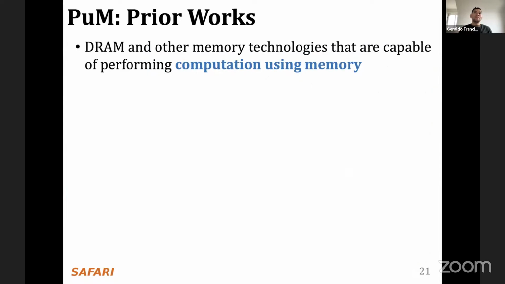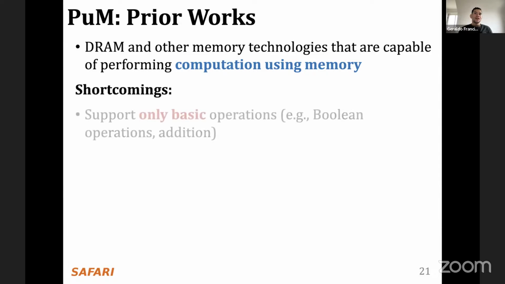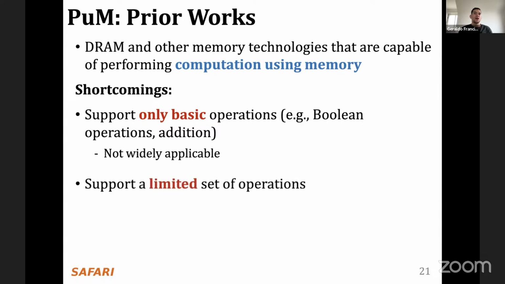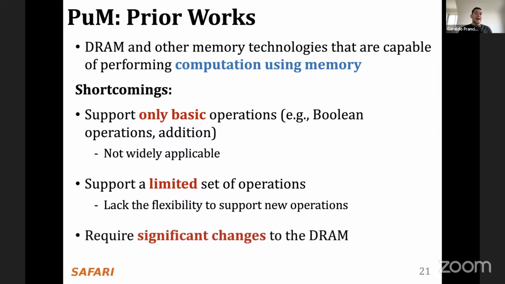Many prior works following Ambit have explored DRAM designs that are capable of performing computation using memory. However, 3 major shortcomings prevent these proposals from becoming widely applicable. First, they support only basic operations like Boolean AND and OR, and fall short on efficiently supporting more complex operations, which limits their applicability. Second, they support only a specific set of operations, lacking the flexibility to support a new desired operation and cater to a wide variety of applications that can potentially benefit from processing using DRAM. And a few prior works propose processing-using-DRAM architectures that support more complex operations. However, such designs require significant changes to the DRAM subarray, which makes them costly.